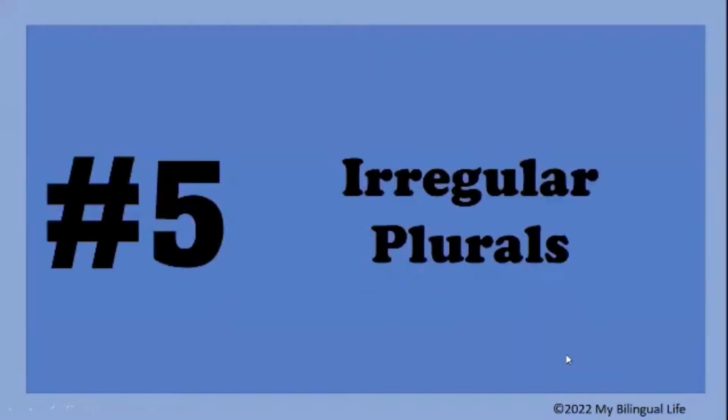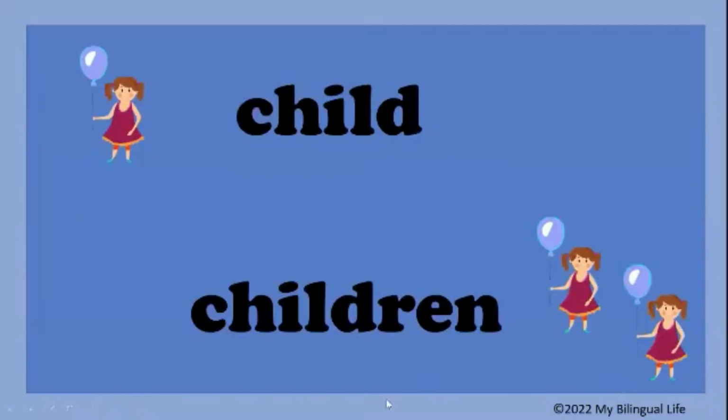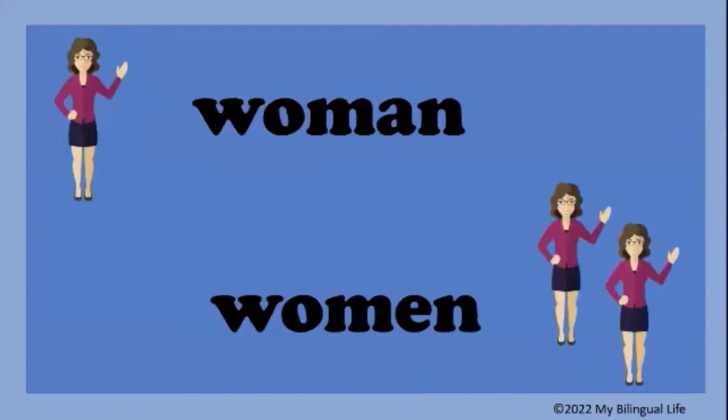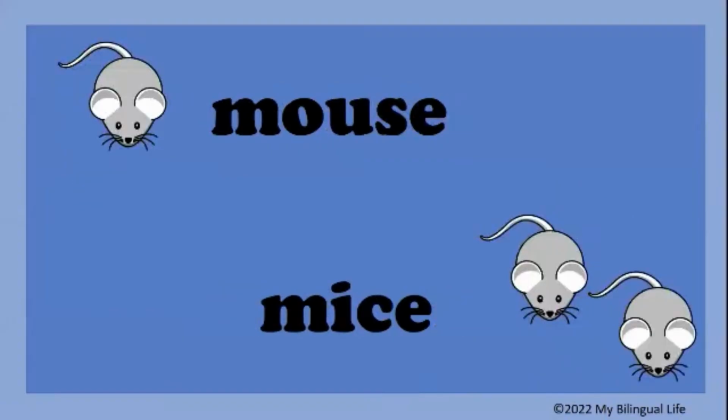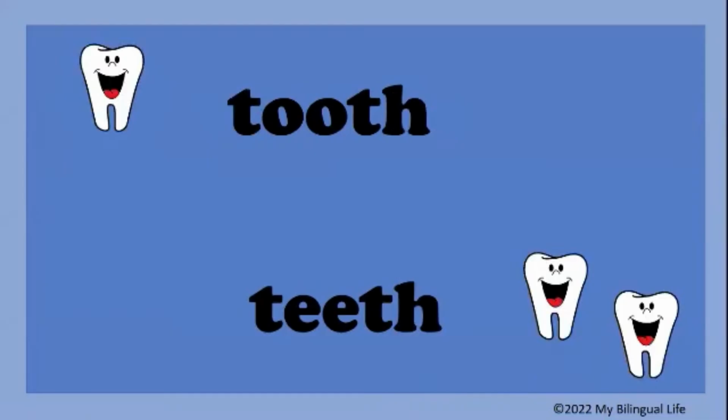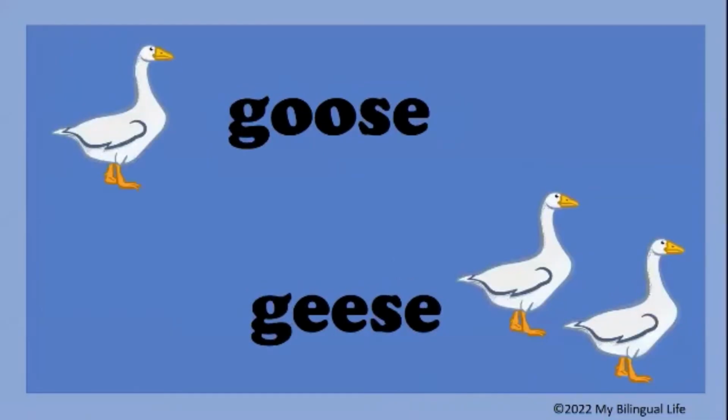And last, our rule number 5 is we have some irregular plurals. These just don't follow any rule. Child, children. Man, men. Woman, women. Mouse, mice. Foot, feet. Tooth, teeth. Goose, geese.